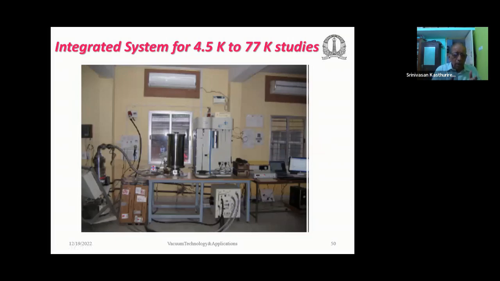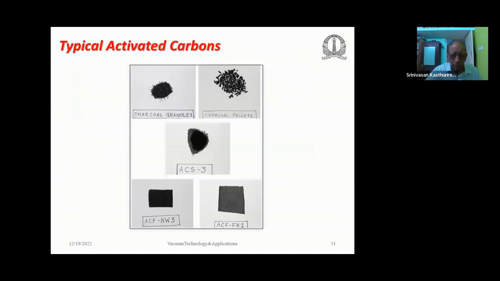Now the adsorber characterization is done by the Quantachrome instrument, and the necessary refrigeration is produced by the GM cryocooler system. So you are able to do an integrated characterization from about 4.5 Kelvin to 77 K. This is the total system. We were able to characterize different types of activated carbons like carbon granules, carbon pellets, spherical activated carbon spheres, and activated carbon fibers, non-woven or flake knitted types.